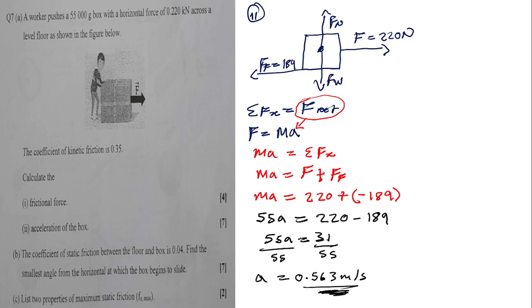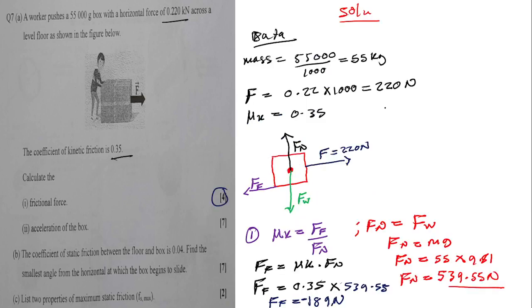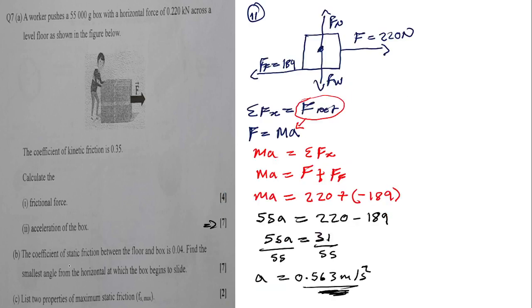So where is this 7 marks going? The 7 marks is also catering for the free body diagram which I have drawn there. If you have already drawn the first one, this one here, you don't have to worry much about drawing again. Okay, so that's how the 7 marks came about.